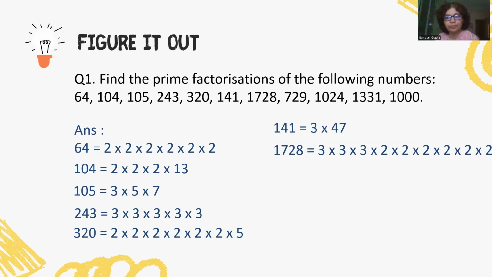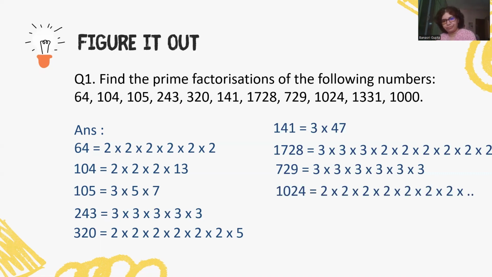1728 is 12 cube. So 12 cube, 2 into 3. If we do 3 times, again we multiply it 3 times, we'll get this factor. 729 is 3 to the power 6. So 3 appears 6 times in this product. 1024 is 2 multiplied 10 times. So 2 to the power 10. So the number of 2s will be 10. It is dots we have given here, but there will be 10 2s.